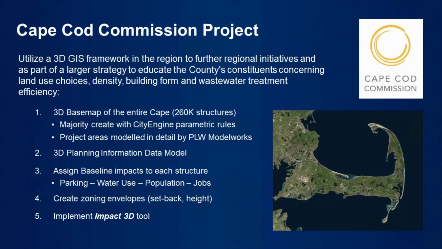And these models are then joined with rich attribution, and some of this is used to assign baseline impacts for every structure, understanding the parking, water use, population, and job impacts. We're creating zoning envelopes similar to what you saw in Brooke's example, and then we're implementing a new tool we're finalizing called Impact 3D.